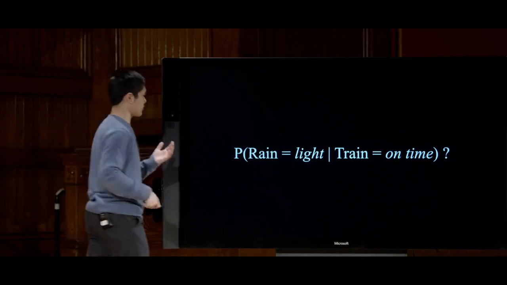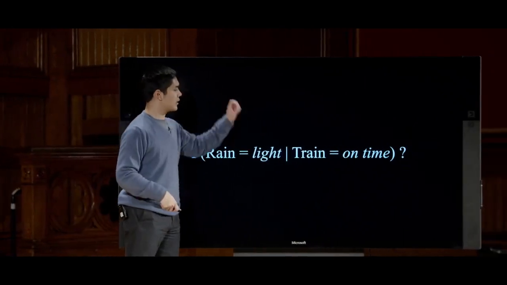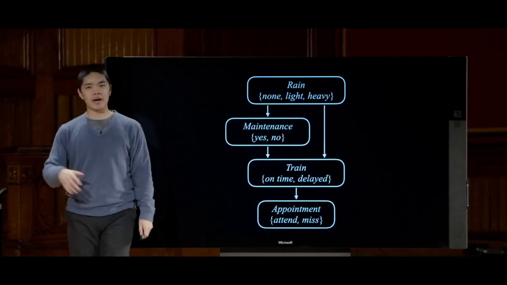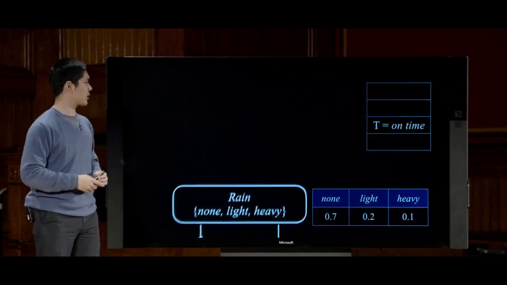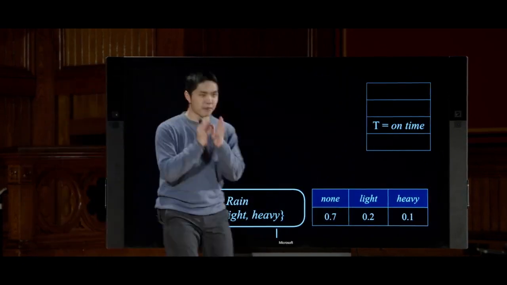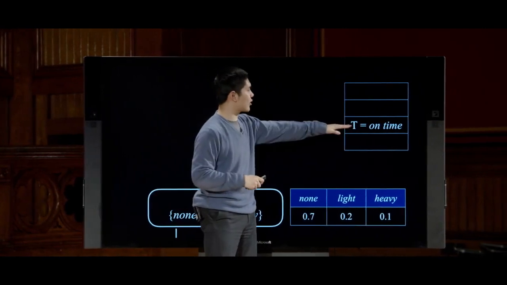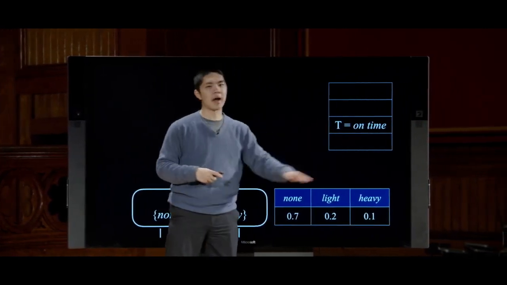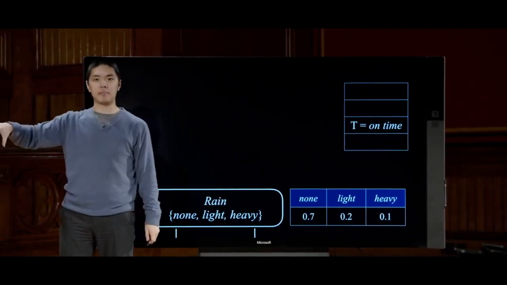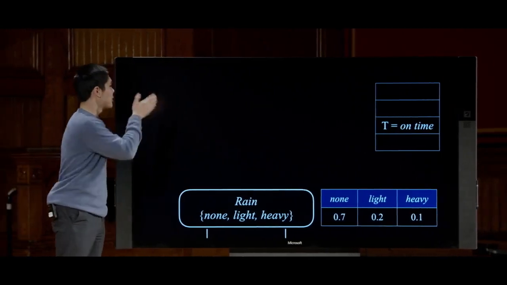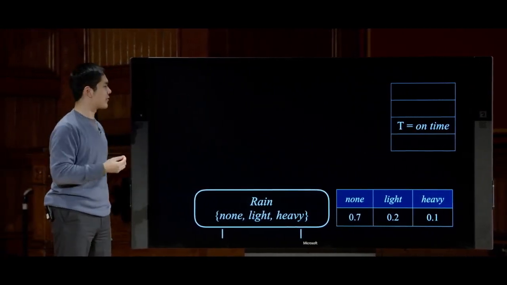Well, if I ask the same question, what is the probability of light rain given that the train is on time? When I do the sampling procedure and start by trying to sample, I'm going to start by fixing the evidence variable. I'm already going to have in my sample the train is on time. That way, I don't have to throw out anything.